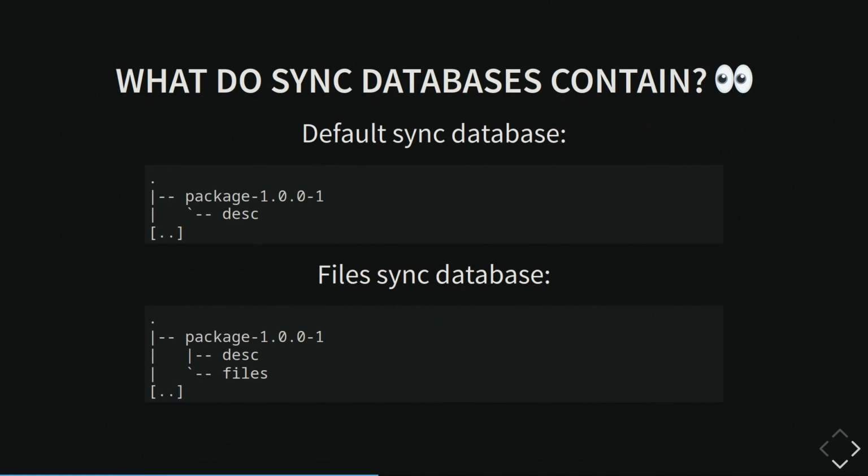If we zoom in on these sync databases, then we have the default sync database, which is only metadata. It has these desc files, and the files sync database has desc files and files. Now it gets really confusing.